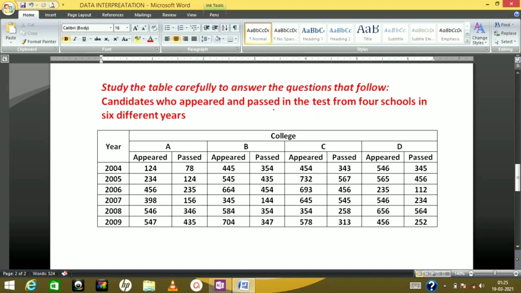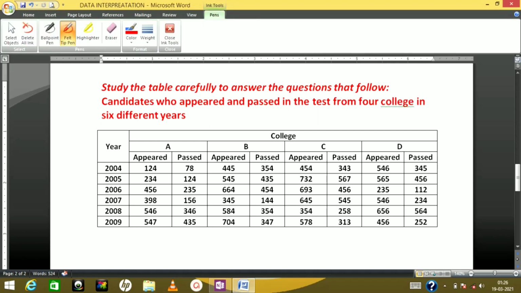Candidates who appeared and passed in the exam from 4 schools in 6 different years. Study the table carefully to answer the given questions that follow. Candidates who appeared and passed in the test for 4 colleges in 6 different years. So you have been given 4 colleges, that is A, B, C, D. Candidates who have appeared in the exam and passed in the exam for 2004 up to 2009. So let us see the questions.